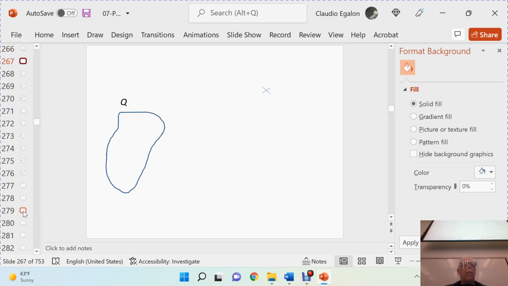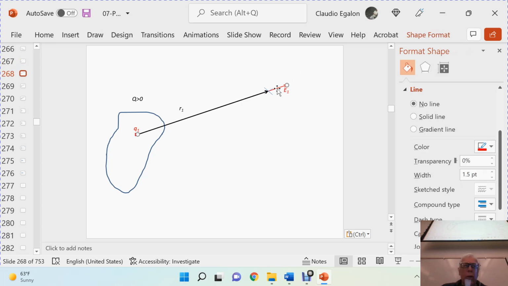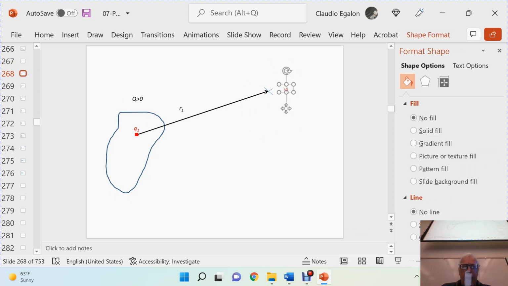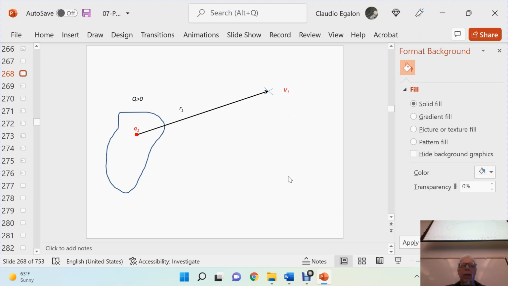Okay, so here you go. We have a distribution of charges, a continuous distribution of electric charges, and I want to calculate the electric potential here at this spot. This little charge contributes an amount of electric potential that I call V1. It's a scalar, so I don't need to put an arrow there. This infinitesimal charge is at distance R1.